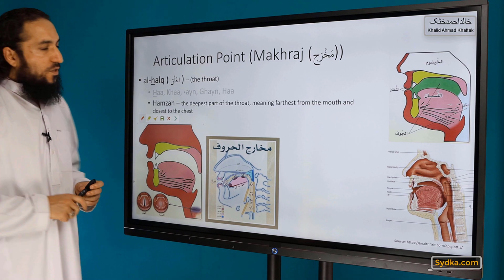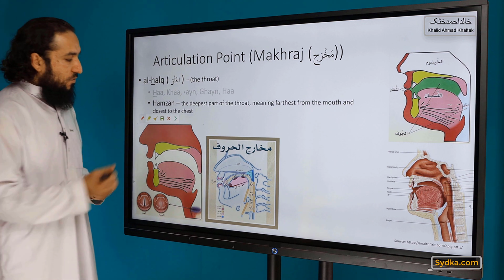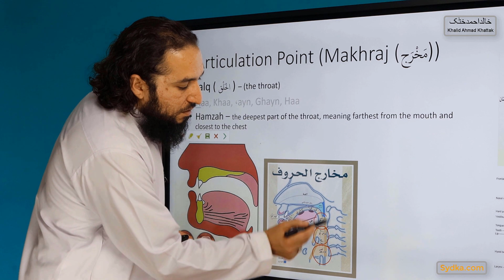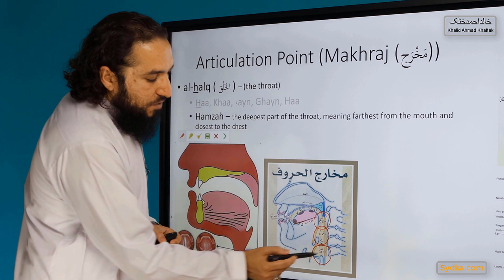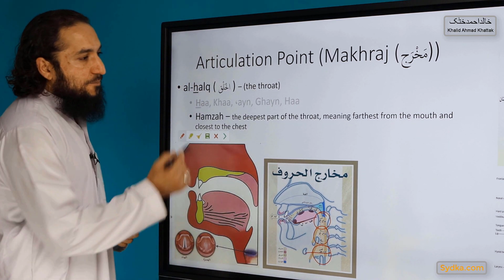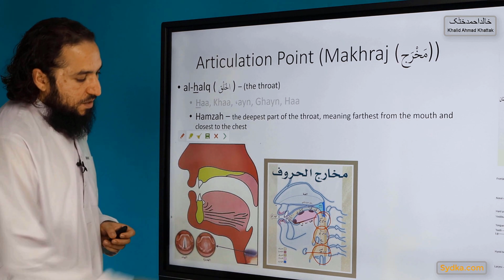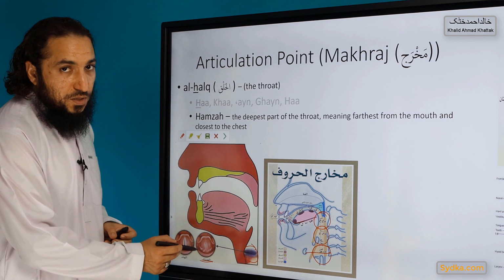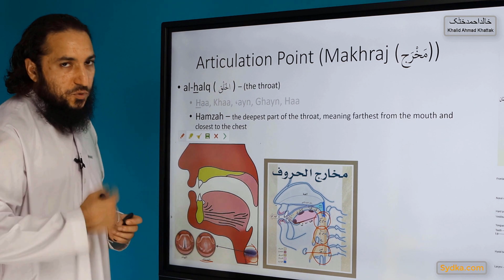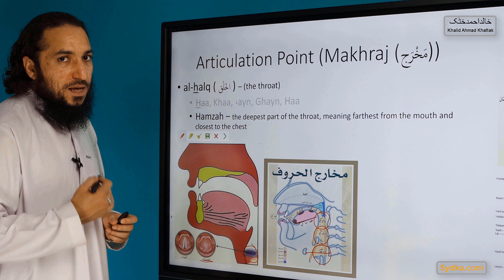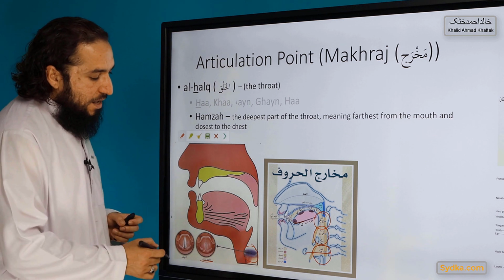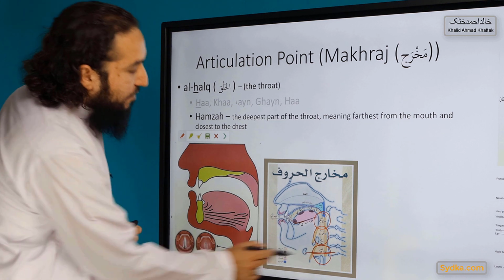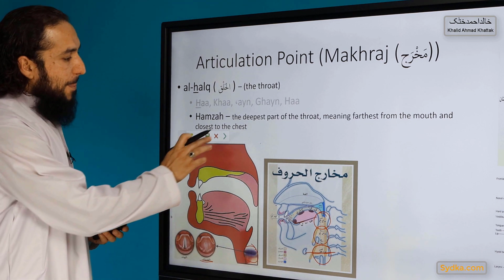So the articulation point for Hamza is the deepest part of the throat. As we explained before, we have three parts of the halq, the throat, and this is from the deepest part, that is closest to the chest. Closest to the chest, you can see here. And in Hamza, the vocal cords are almost closed when we're pronouncing Hamza. Okay, so it is almost closed. That's the articulation point, the deepest part of the throat, near to the chest.